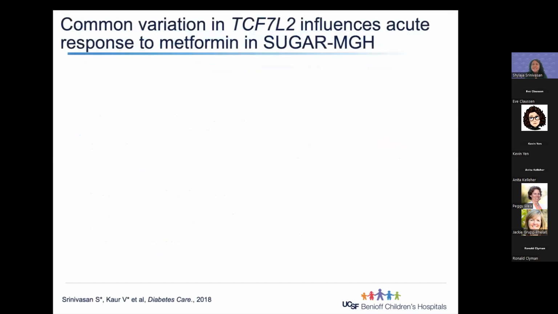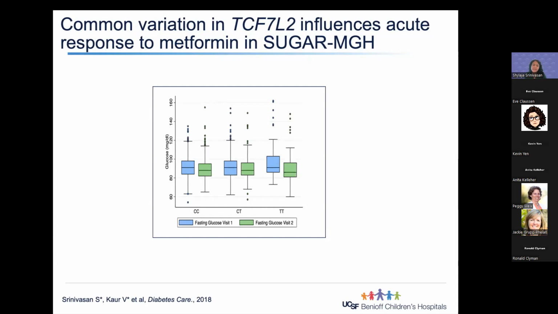So what does this look like clinically? We're saying that all these variants are associated with metformin response, but what does that mean clinically? This is work that was done as part of a cohort called SUGAR-MGH, or the Study to Understand the Genetics of the Acute Response to Glipizide and Metformin in Humans. In SUGAR-MGH, we had data on 700 adults who are at risk for diabetes, and they received 4 courses of metformin. We did OGTTs at baseline and 4 days later.